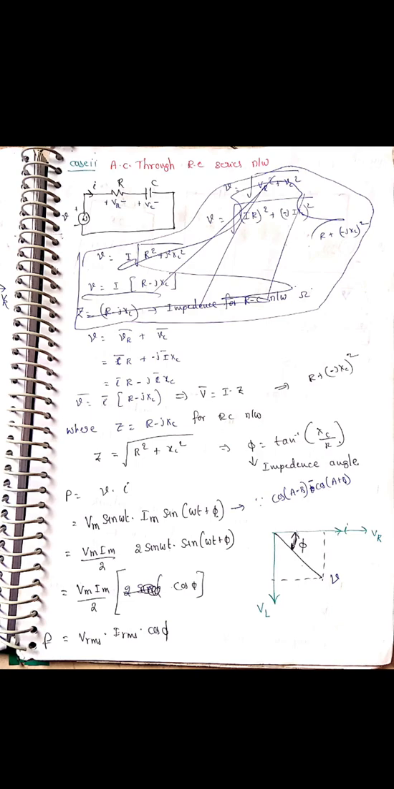Instantaneous value of power is equal to the product of instantaneous value of voltage and instantaneous value of current. So V is equal to Vm sin omega t, and I is Im sin(omega t plus phi). Now if we calculate the average value of power per cycle, we get the expression for power as Vrms into Irms into cos phi.